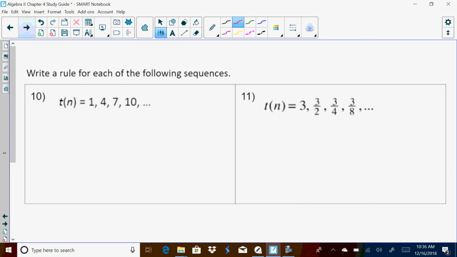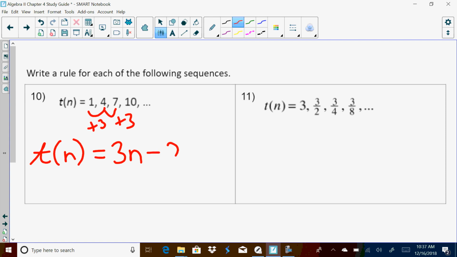Problem number 10, we had to write a rule. So right away I noticed that this was going up by +3 each time. So I know it's a linear rule or arithmetic. So I would just write T of n is equal to, I know it's 3 times n, and then 1 is 1, so I go back 3 to get -2, so it's -2.